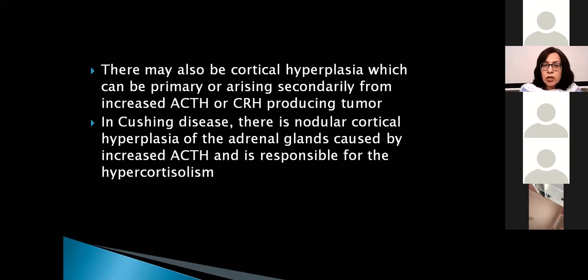Now, in Cushing's disease, there is nodular cortical hyperplasia of the adrenal glands. Cushing disease is pituitary excess. If the pituitary is producing lots of ACTH, it will go and affect the adrenals. There will be nodular cortical hyperplasia of the adrenals because of that ACTH coming from outside, right? And this cortical hyperplasia of the adrenals is responsible for the hypercortisolism.